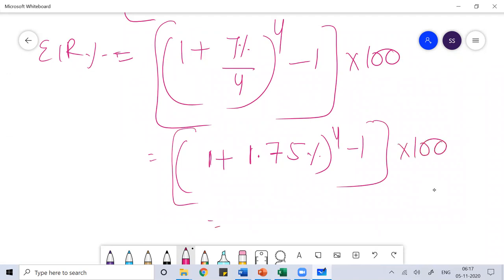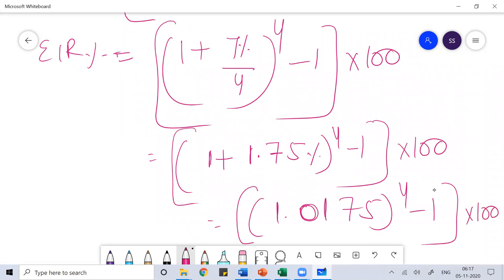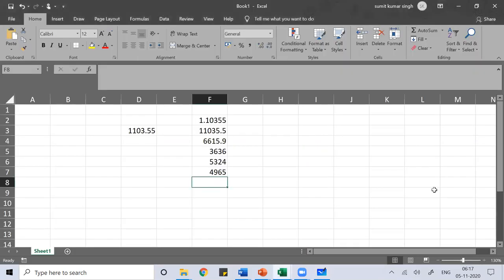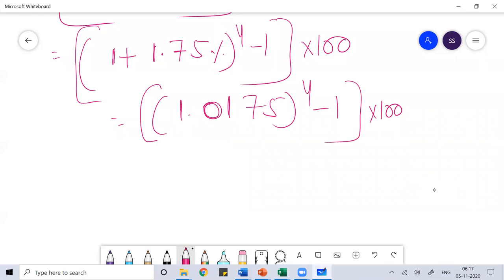So you can use a calculator to find the value of 1.0175 to the power 4 minus 1 into 100. Use the calculator, type one by one to find this value. So the answer is 7.186%.